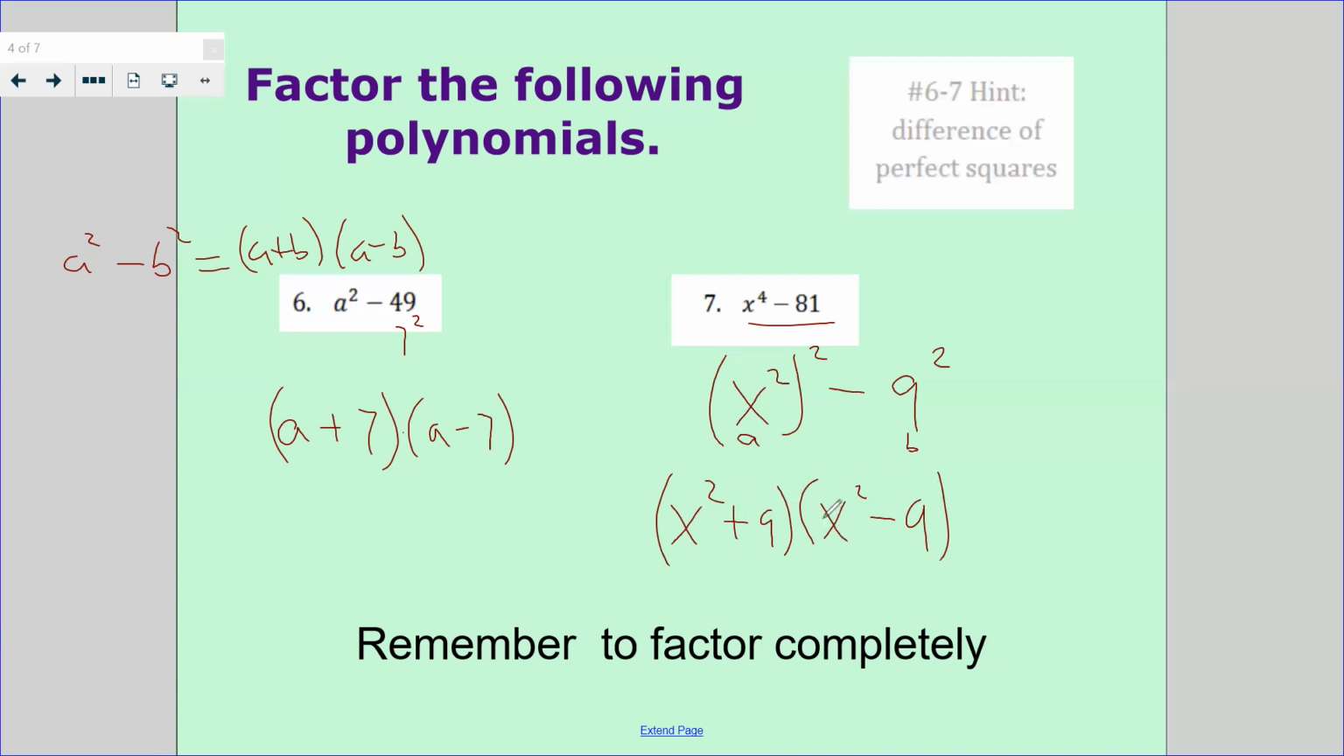Well, if I look at this one here, it looks like I have a difference of squares again. x squared, and this would be the same as 3 to the 2nd power to get to 9. So I can factor a little bit more. x squared plus 9 times x plus 3 and x minus 3. So I'm looking to see always, is there more that I can do? Do I have other formulas or other pieces that I could factor more in depth? So we got to be careful about that.